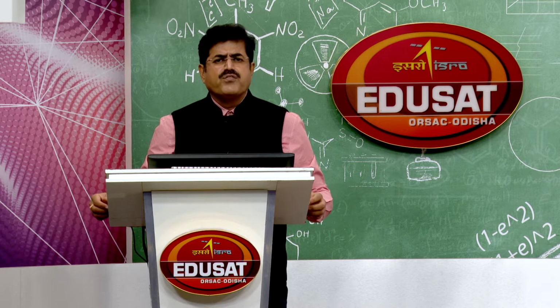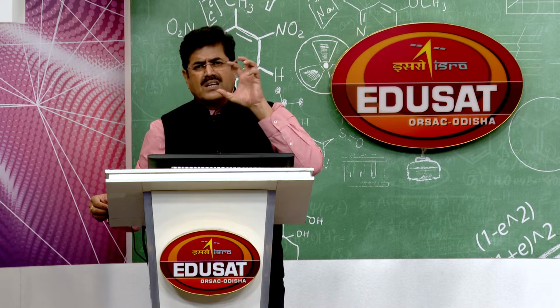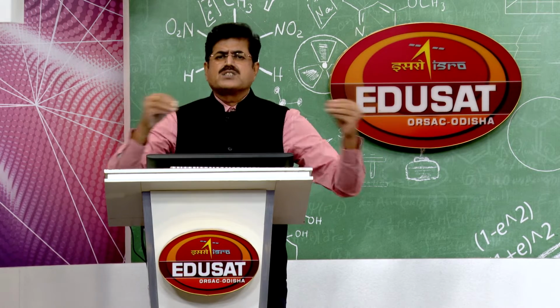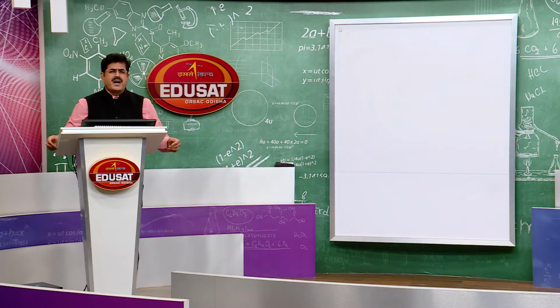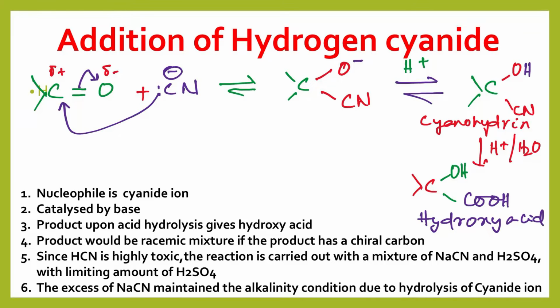Hydrogen cyanide is a very weak acid, ionized to a smaller extent. So the concentration of CN minus is very low, and the rate of reaction is too slow. That is why the reaction is carried out in the presence of base. A weakly basic medium is required. The product upon acid hydrolysis gives a hydroxy acid, displayed on your TV screen.